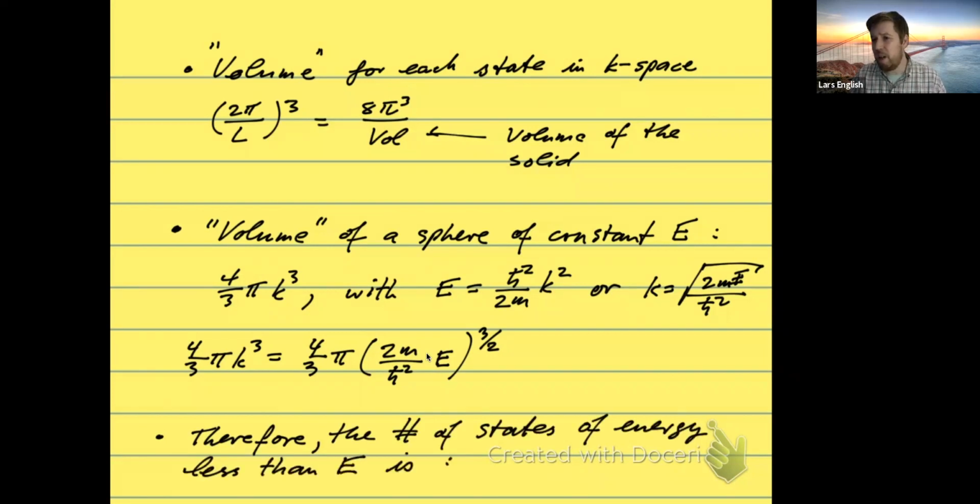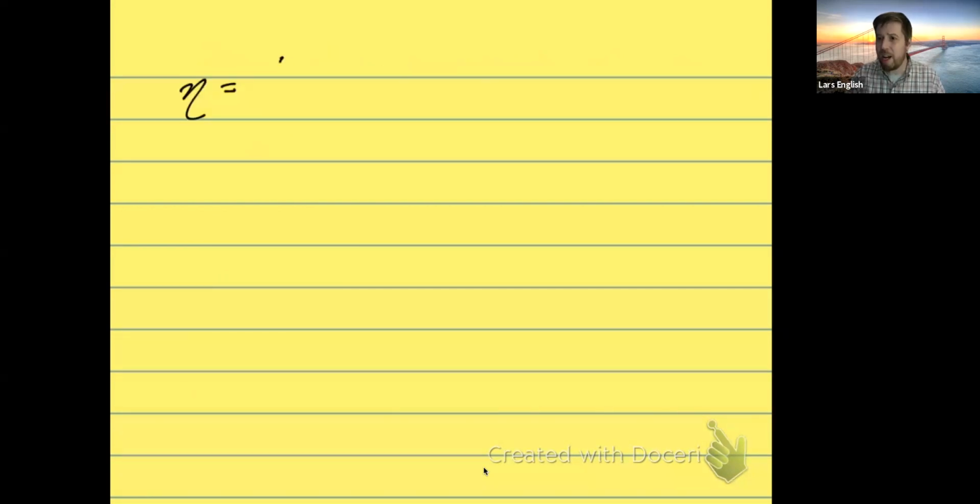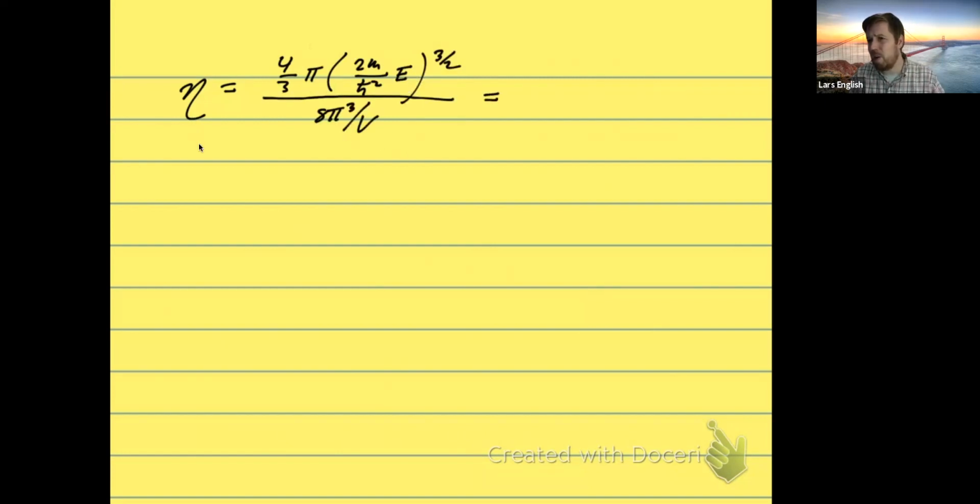How many states do we enclose here? Well, we know the volume in reciprocal space that each state sort of claims for itself. Then we know the total volume enclosed by this sphere. The logical thing is to now divide the two, right? And so that's exactly what we're doing. We're going to divide this by that, and that gives us the total number of states that have an energy from 0 up to the energy E.